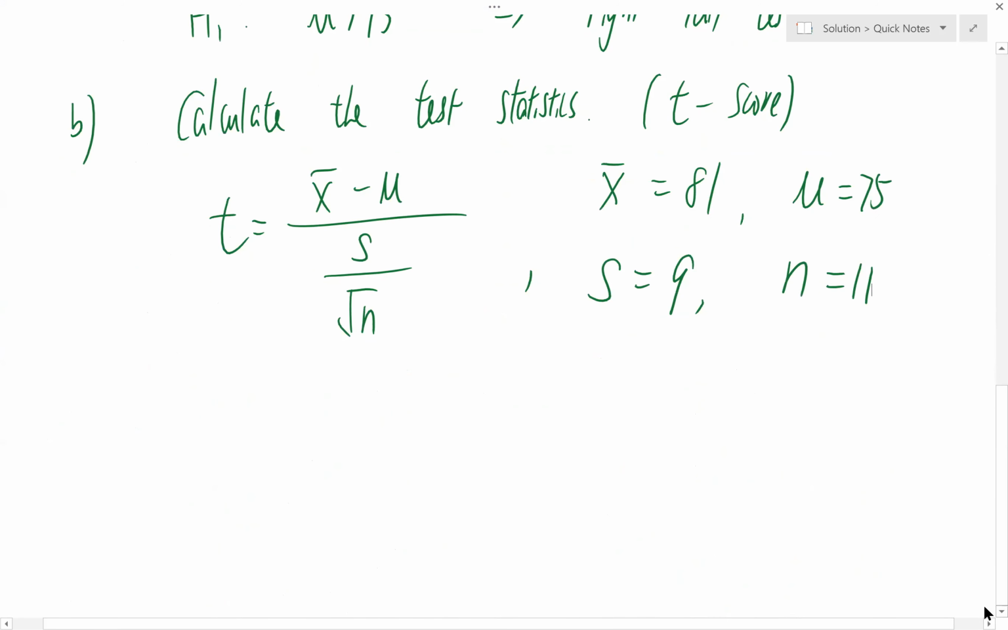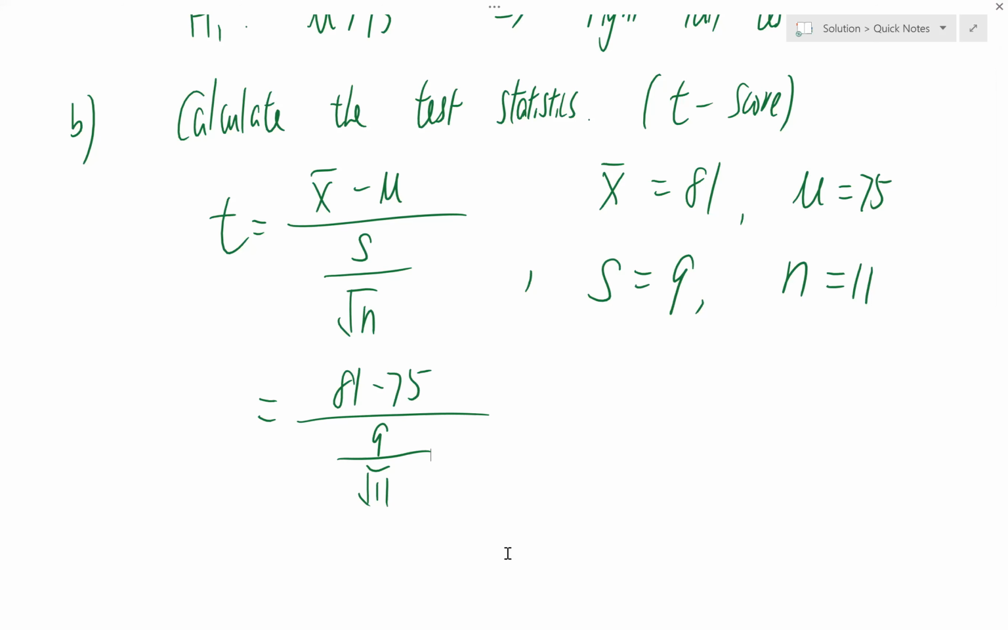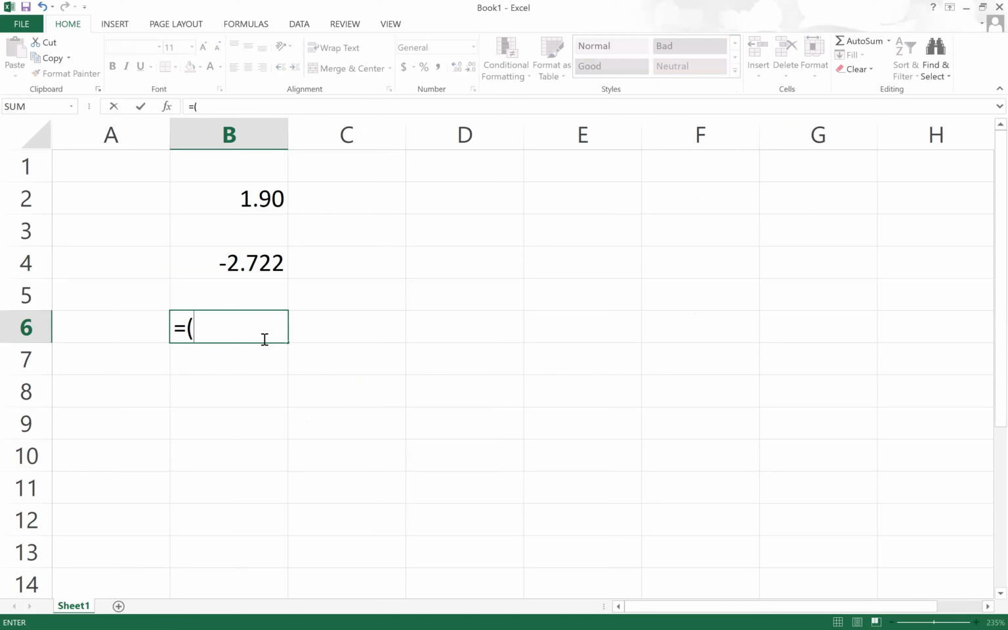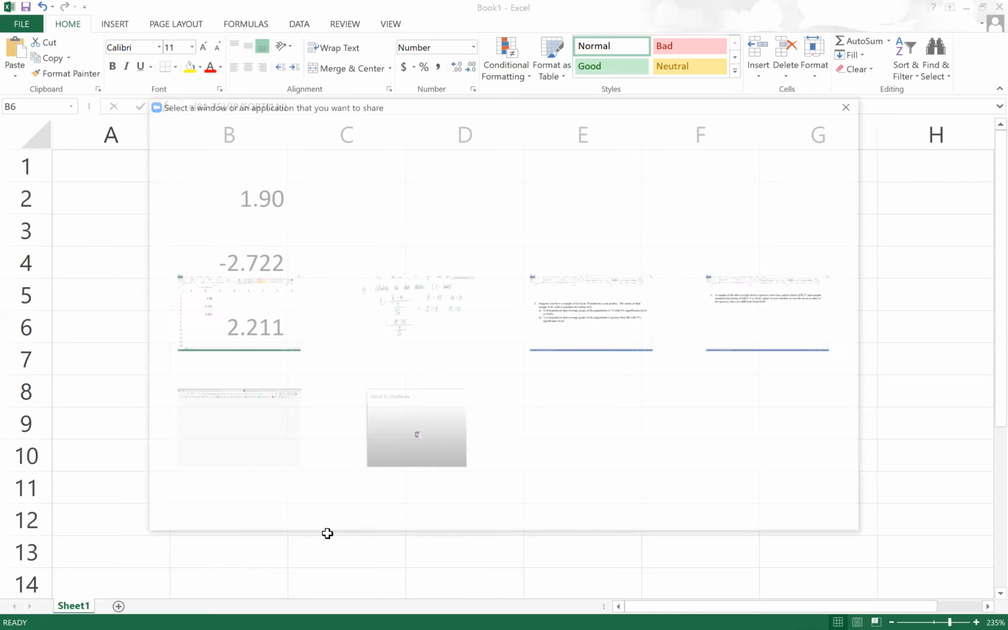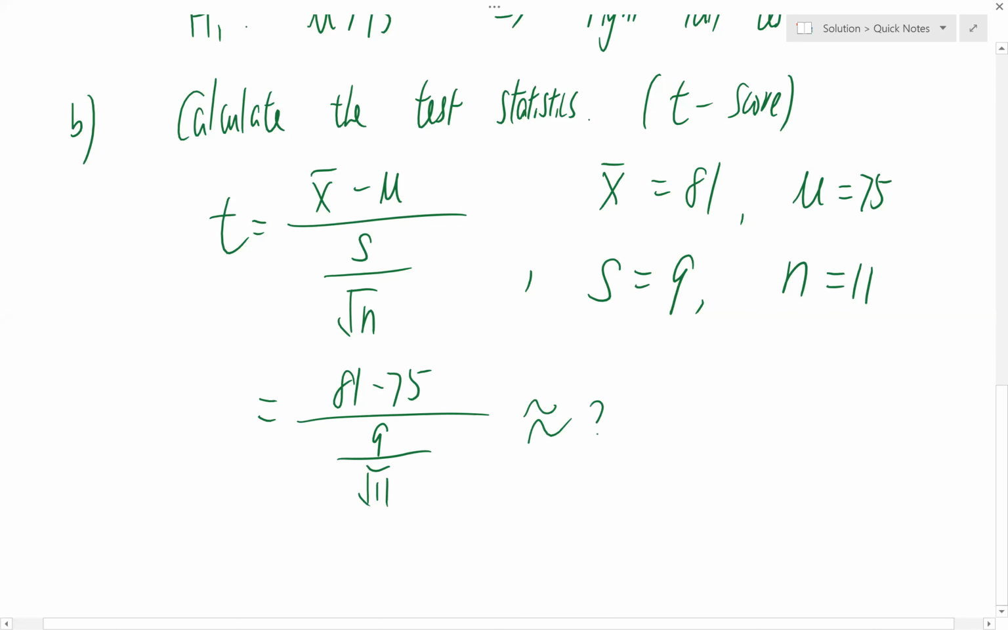Now let's plug into the formula: 81 minus 75 over the standard deviation over the square root of 11. Now we're going to use Excel to do the calculation one more time. So 81 minus 75 divided by open parentheses, 9 over square root of 11. All right, once we put in the right formula, enter 3 decimal places for the t-score. Okay, 2.211. Go back here, it's approximately 2.211.